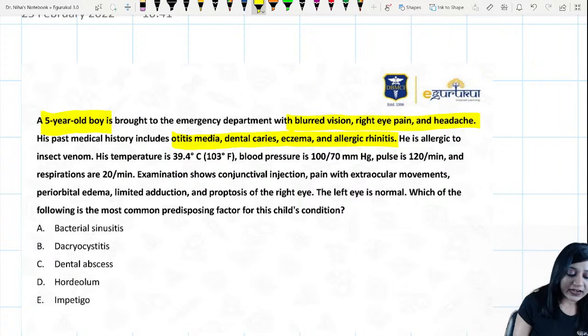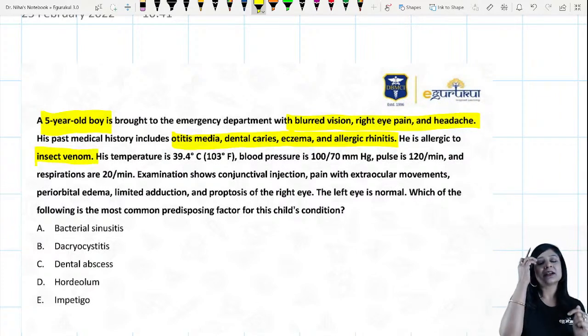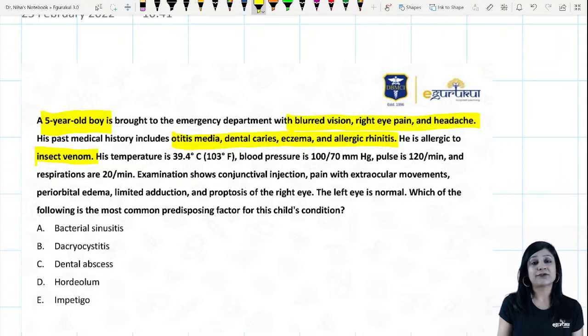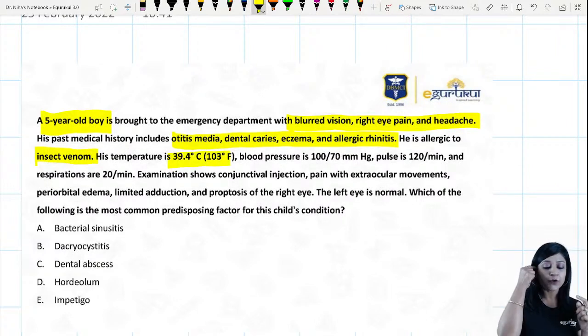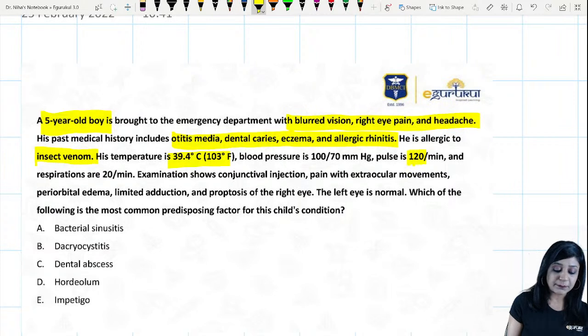Then he is also allergic to insect venom. Now every person may have problems with insect venom, but this person is also allergic to it, right? Temperature is more, see it is 39.4. Pressure is 100/70, it's low. Pulse is 120 per minute, respiration 20 per minute.